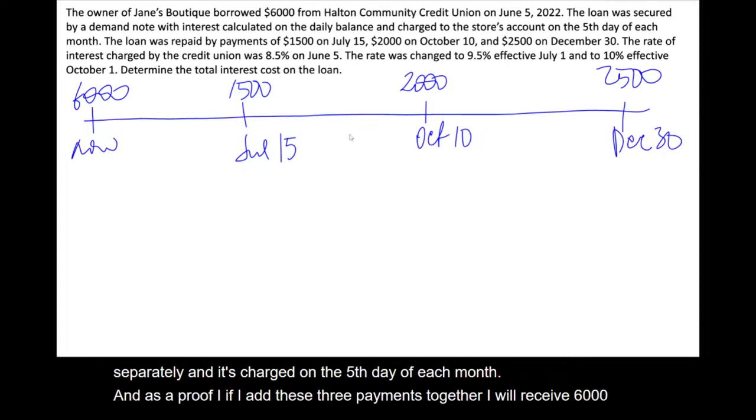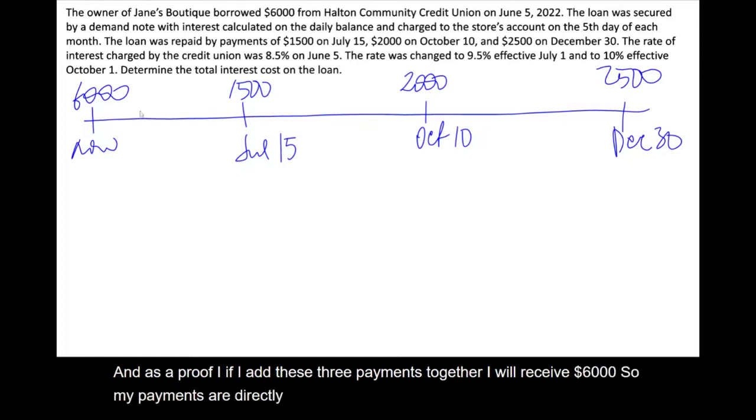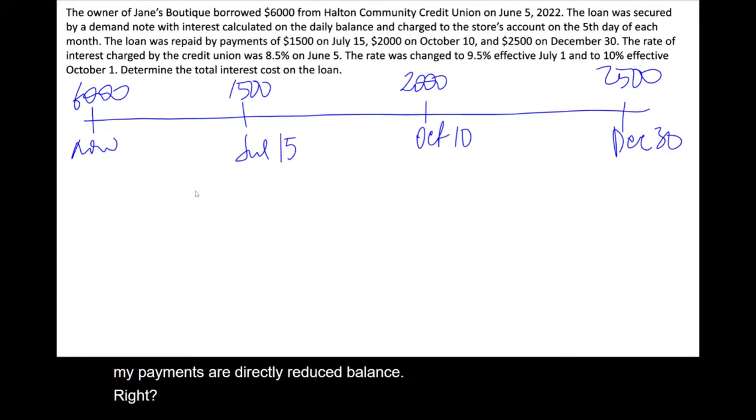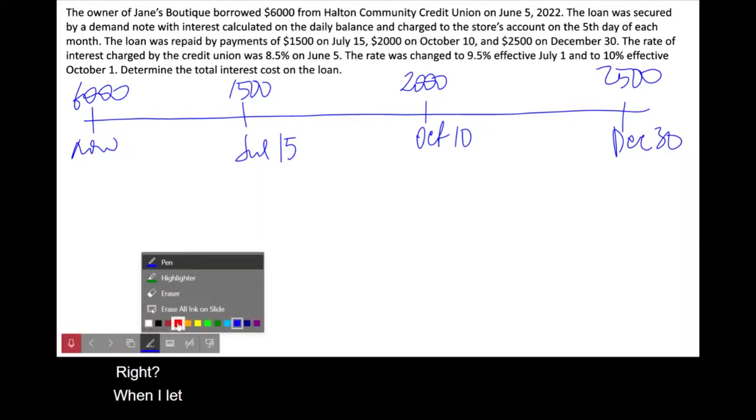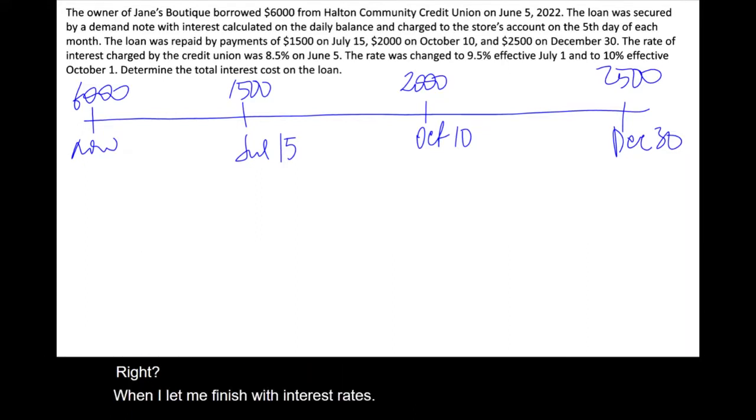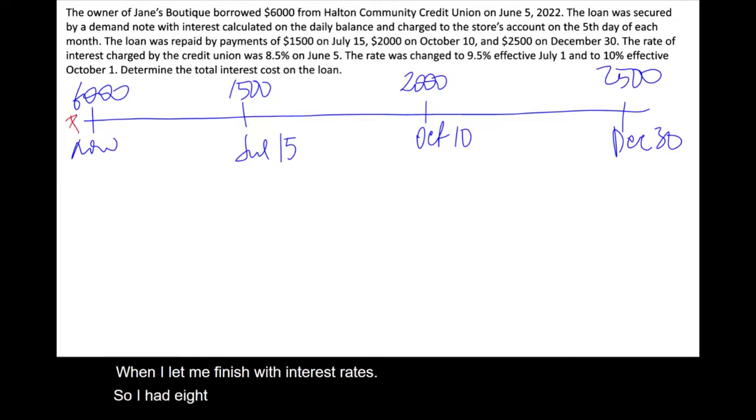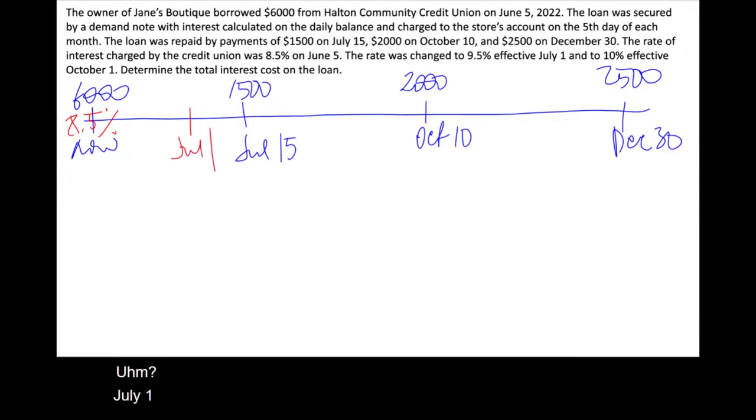So my payments directly reduce the balance, right? Let me finish with interest rates. So I had 8.5% here. Then July 1, I had 9.5%, and October 1 I had 10%.